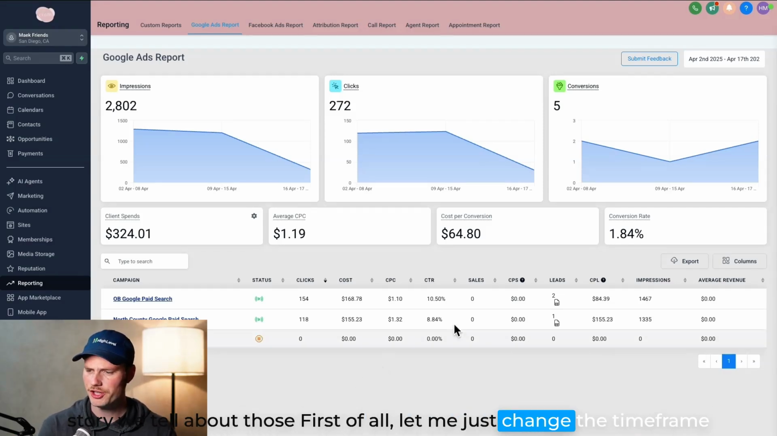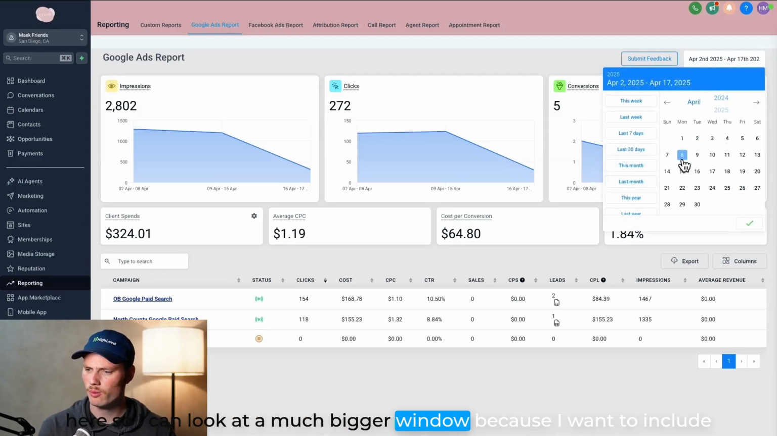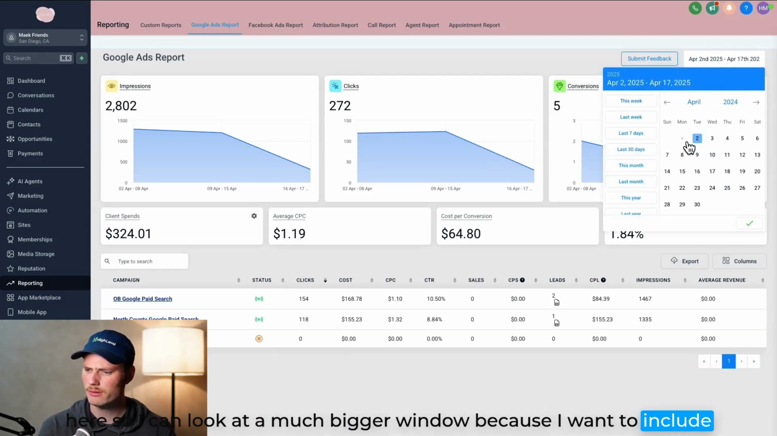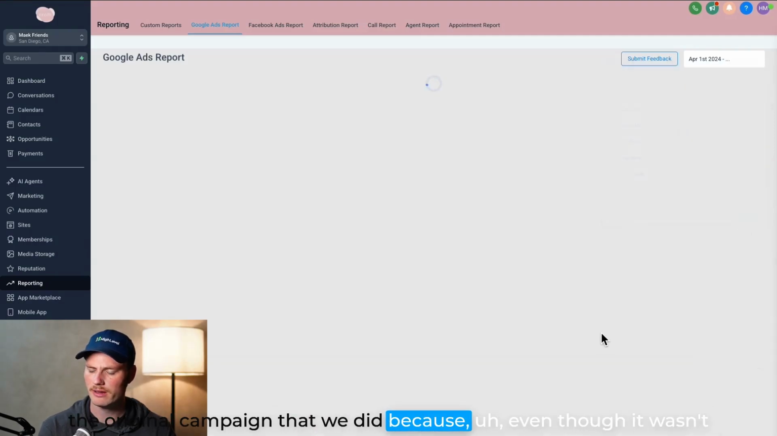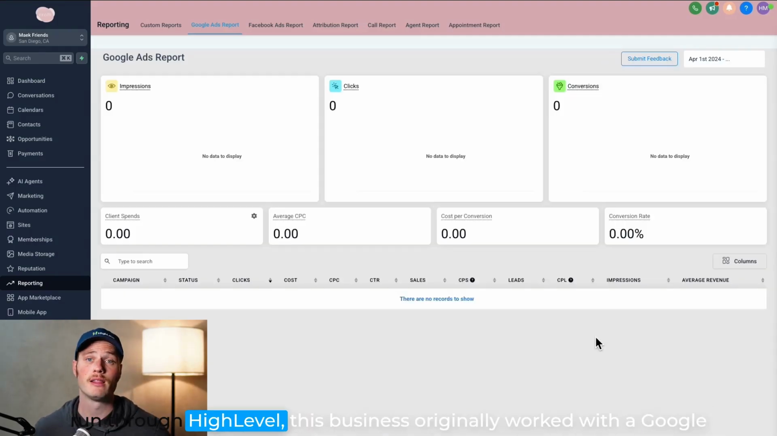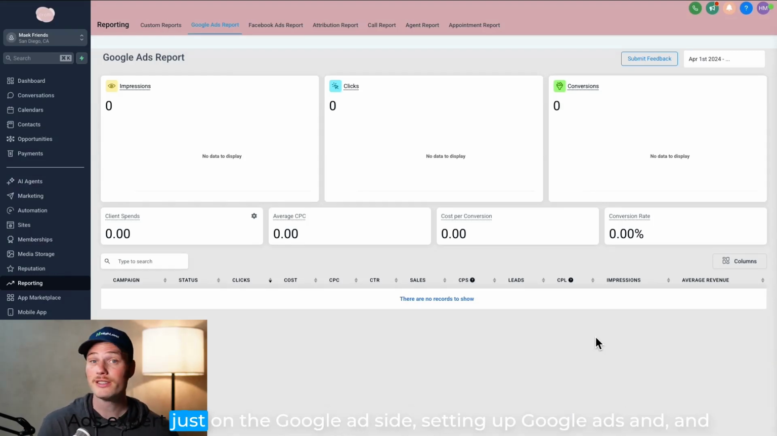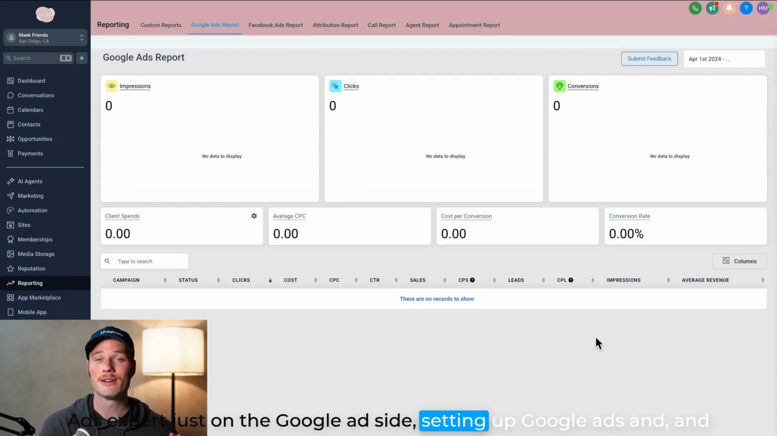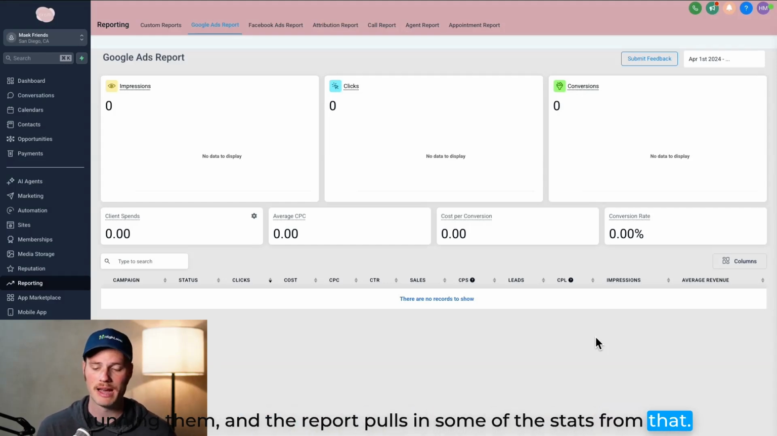First of all, let me just change the time frame here so I can look at a much bigger window, because I want to include the original campaign that we did. Even though it wasn't run through High Level, this business originally worked with a Google Ads expert just on the Google Ads side, setting up Google Ads and running them. And the report pulls in some of the stats from that. Okay, so there we go.